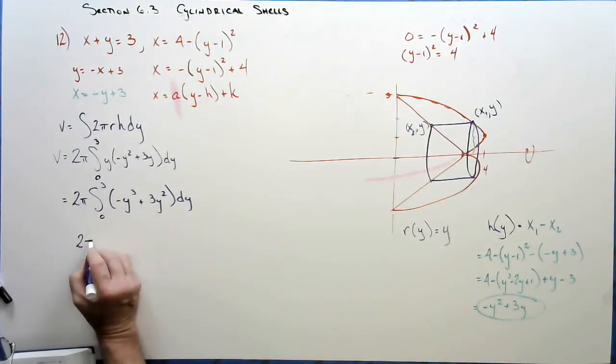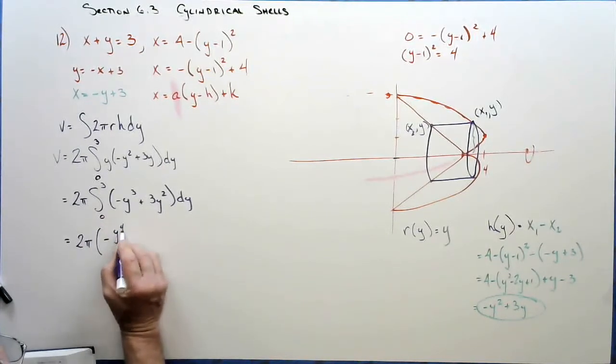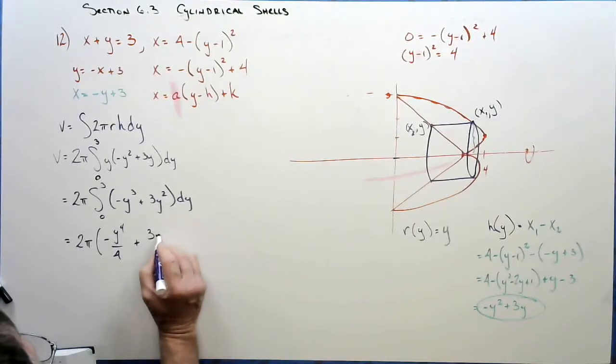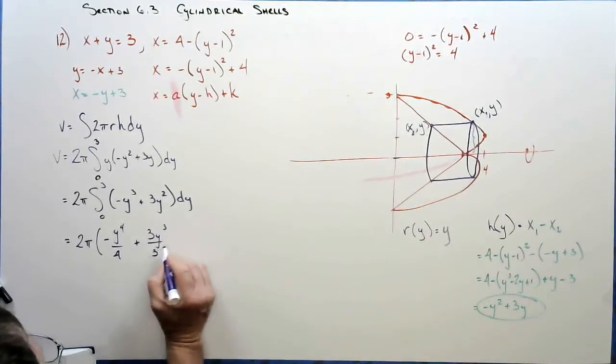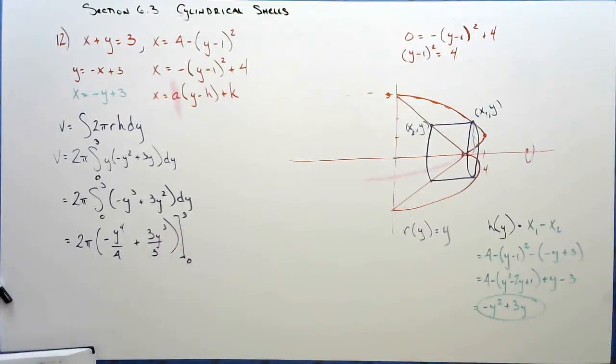And of course, that'll get us 2 pi. Integral here is going to be minus y to the 4th over 4 plus 3y cubed over 3. And of course, those 3's cancel. And we're going to evaluate between 0 and 3. And I'll let you do the arithmetic. All right, so there's problem 12.